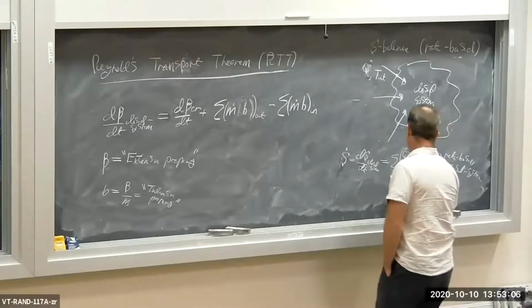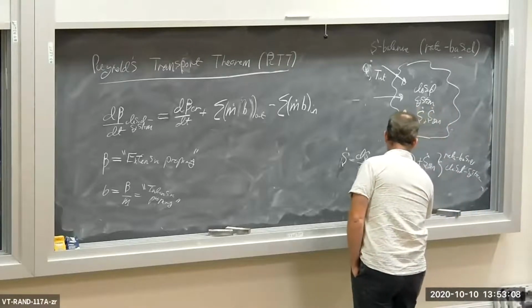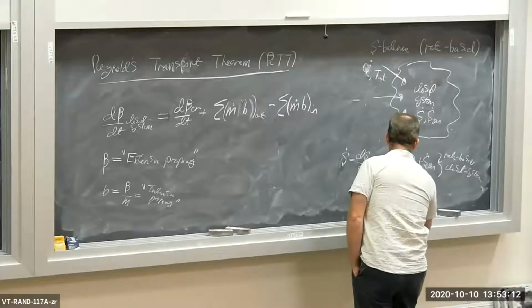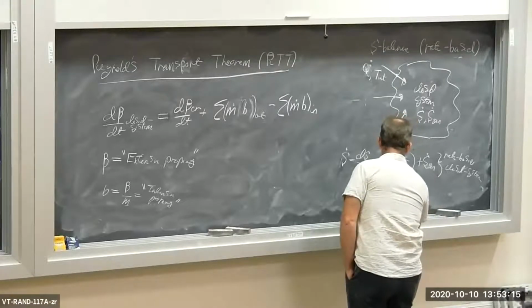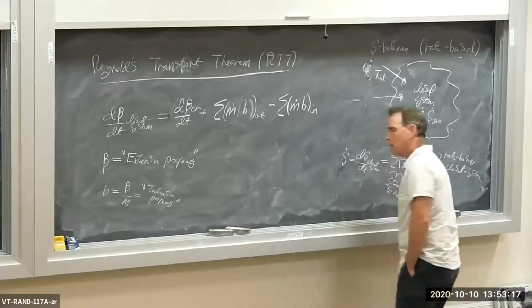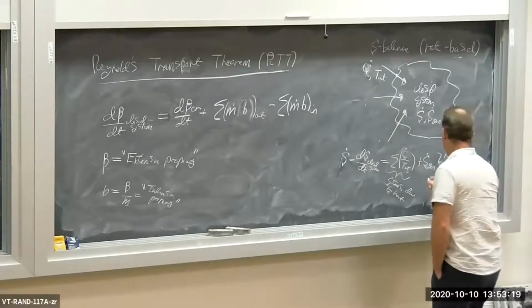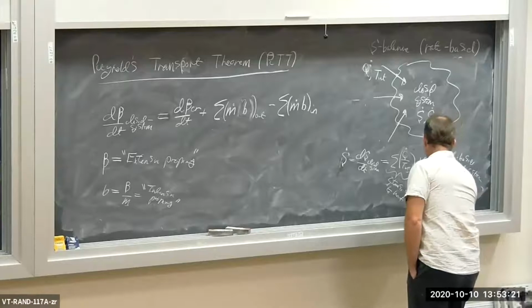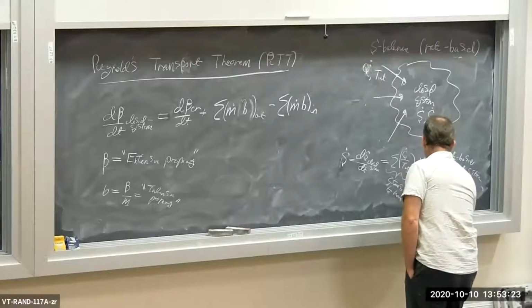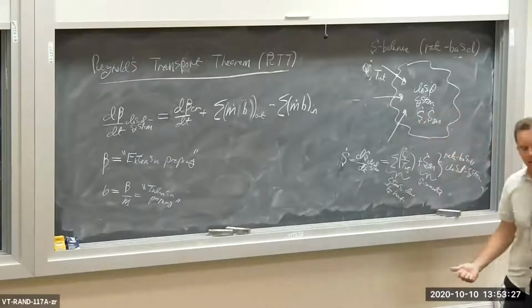So S transfer due to heat transfer, and then we have S generated due to irreversibility. That's what the last term is about.